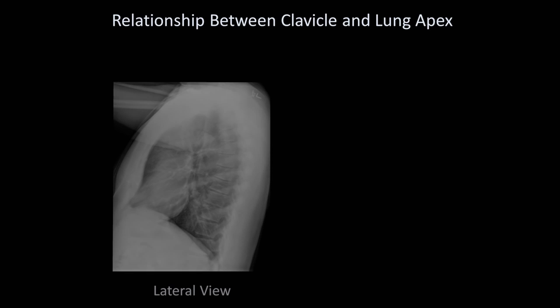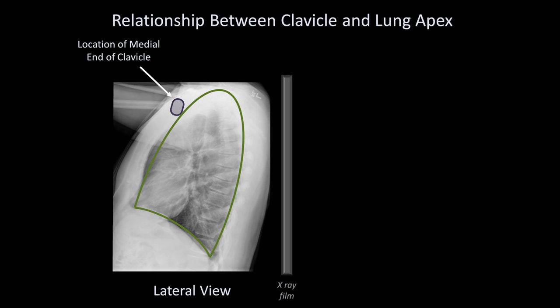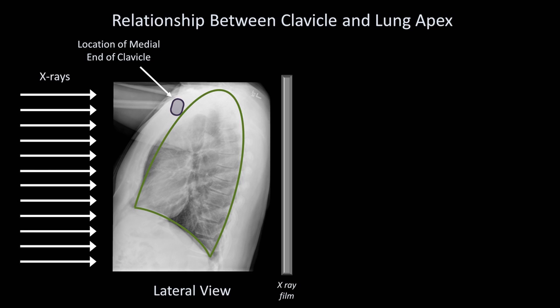To understand how the X-ray is affected by this, we need to review the relationship between the clavicle and the lung apex. Here in green is the outline of the lung as seen from the side. You usually cannot actually see the clavicles on the lateral film because of the superimposed arms, but here in purple is the approximate location of their medial ends. We'll put an undeveloped film within the X-ray plate behind the patient, and then fire some X-rays. As I'll discuss in a future video, the X-rays aren't truly parallel as this picture suggests, but they're close enough to parallel for this demonstration.